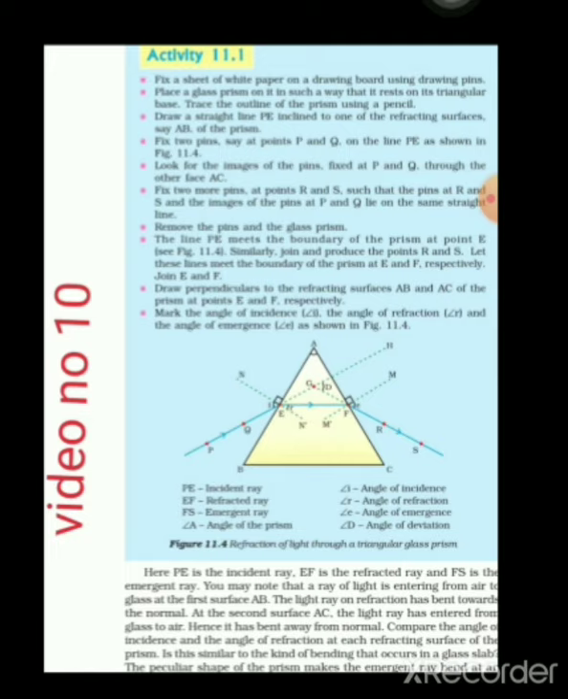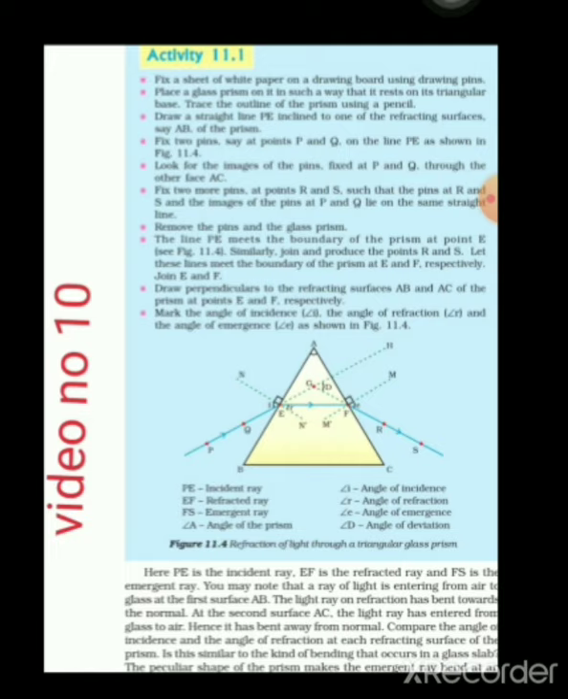E is the angle of emergence, I is the angle of incidence. So we can see that due to the peculiar shape of the prism, the emergent ray bends at an angle to the direction of the incident ray. This angle is called the angle of deviation. In this case, angle D is the angle of deviation.